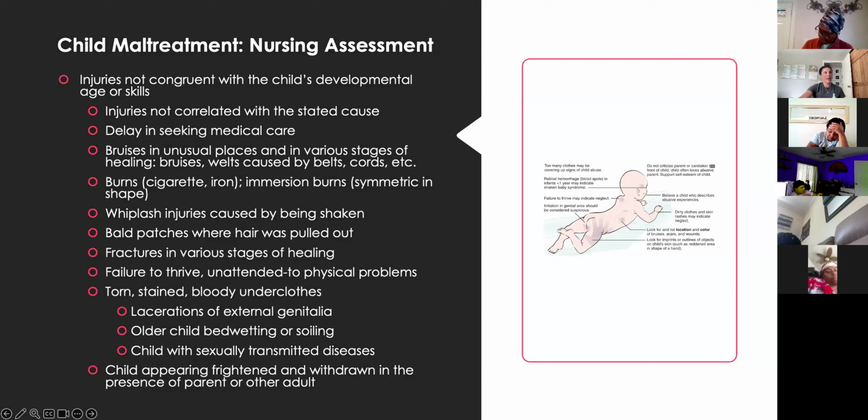The biggest red flag is injuries or stories that don't match the injuries that you're seeing or the child's developmental age or skills. Sometimes we can see delays in seeking medical care. So we have a pretty significant injury and it takes parents several hours to bring the child in. That would be a delay in seeking medical care. We talked about bruises and fractures in various stages of healing.